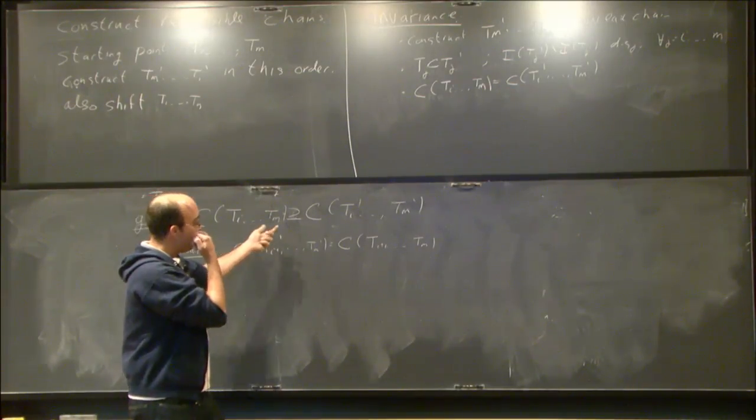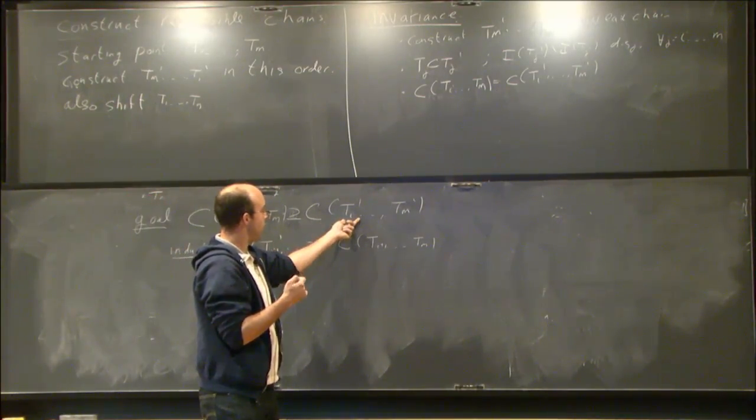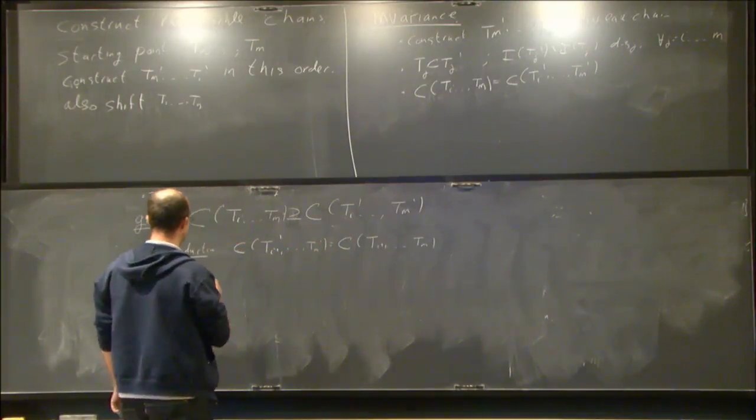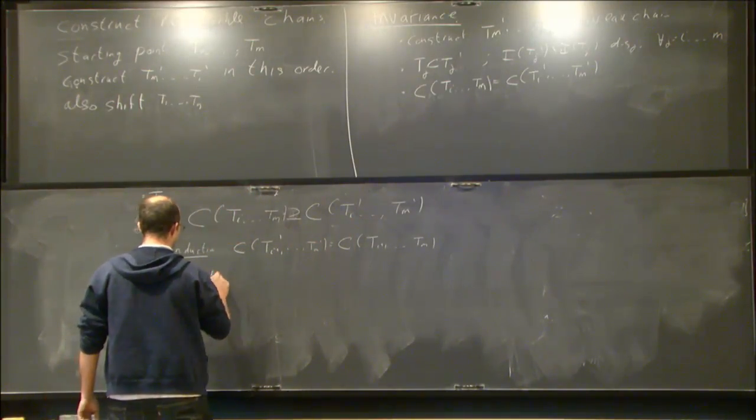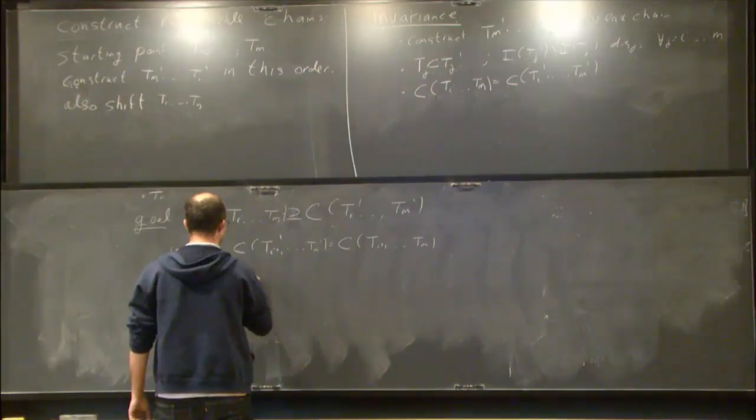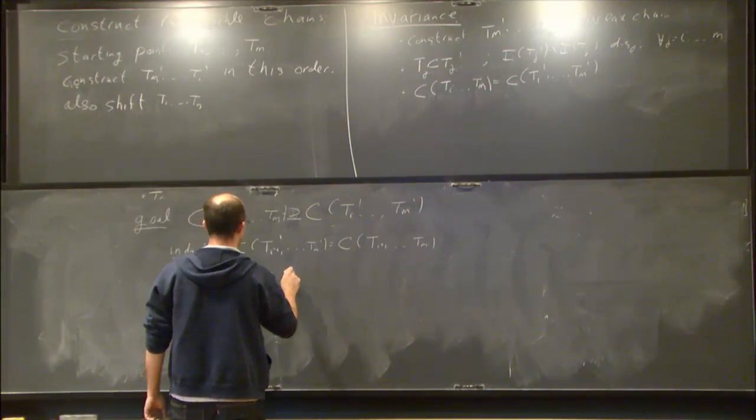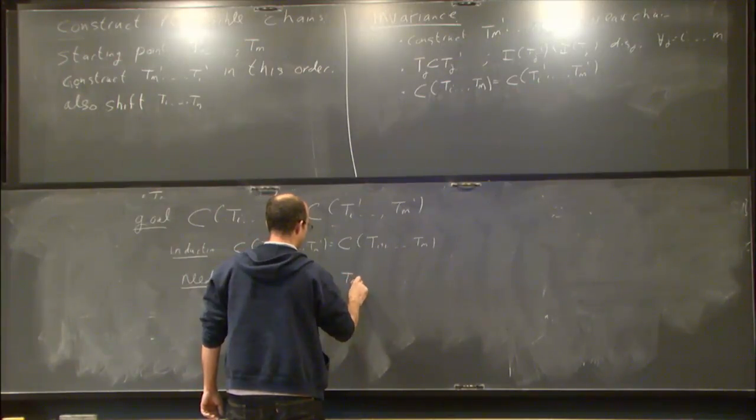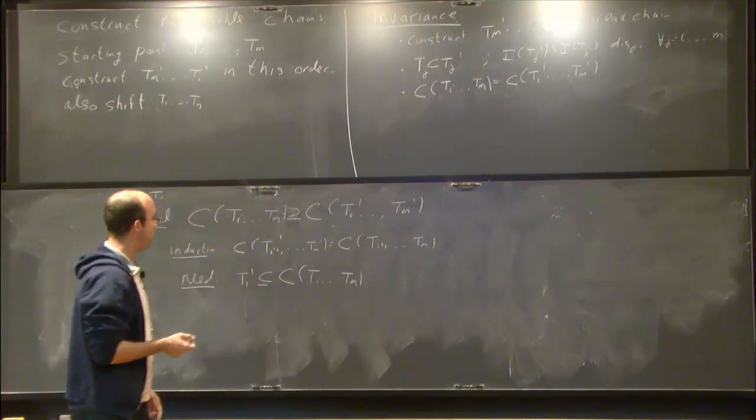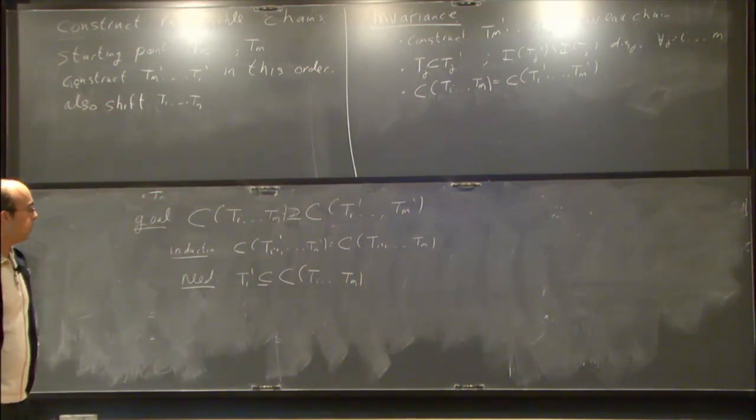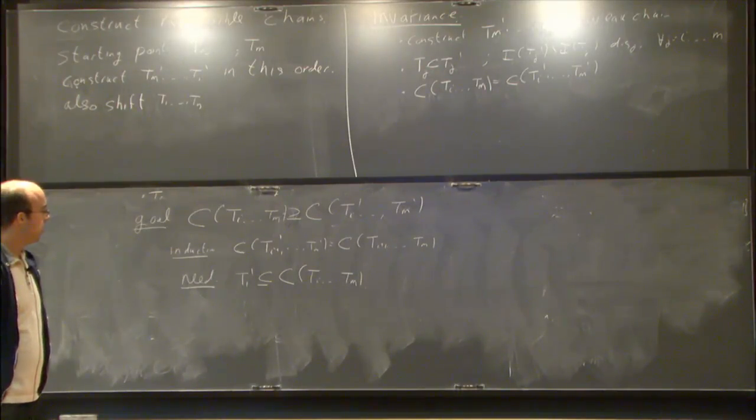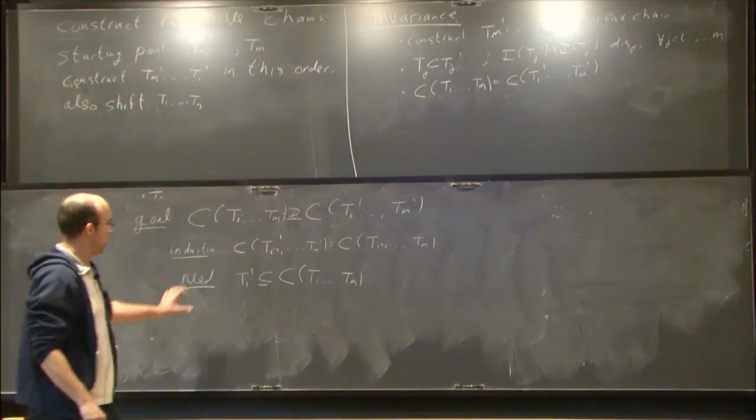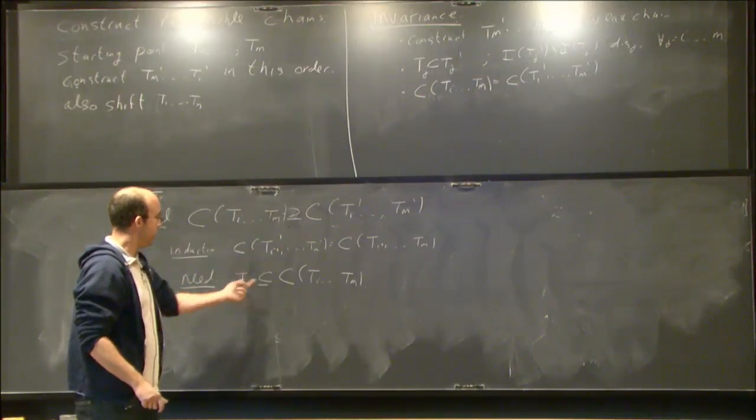But it does. Why? Well, Ti prime contains Ti. So we need to show that Ti prime is a subset of the cube defined by Ti up to Tm. Let's see why. Ti prime equals Ti at this one. Yes, and it equals, so this is in fact going to be Ti, and it's here.